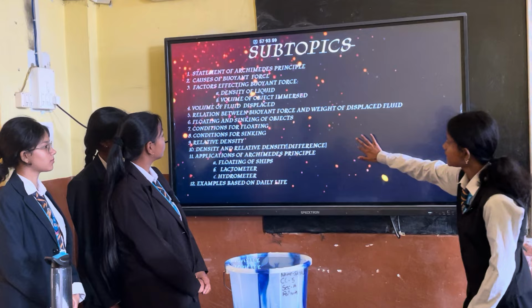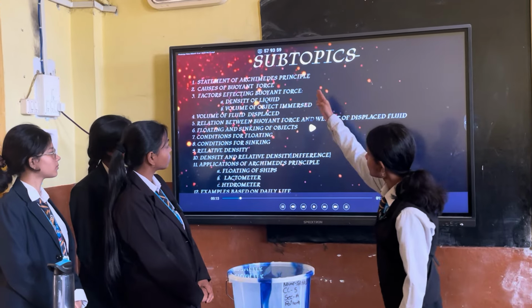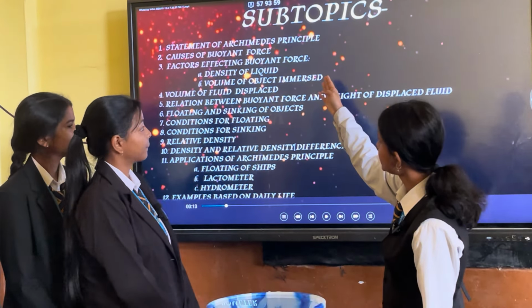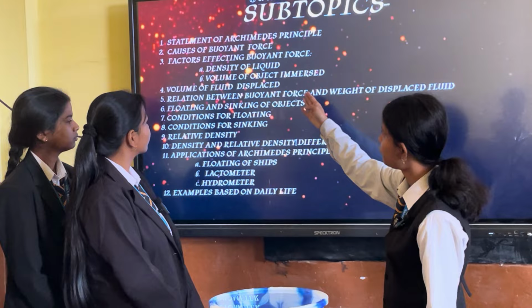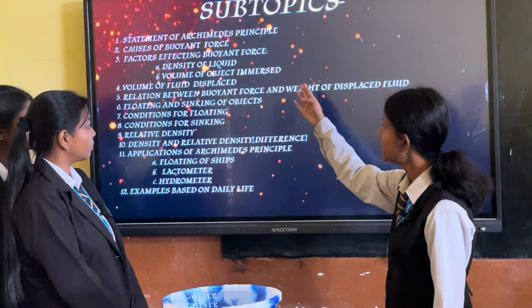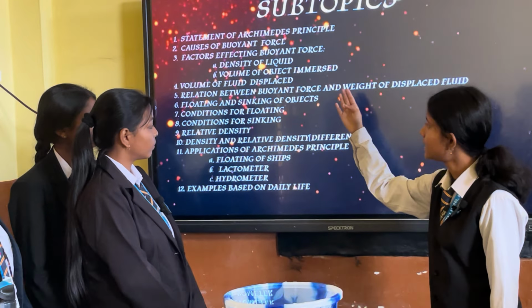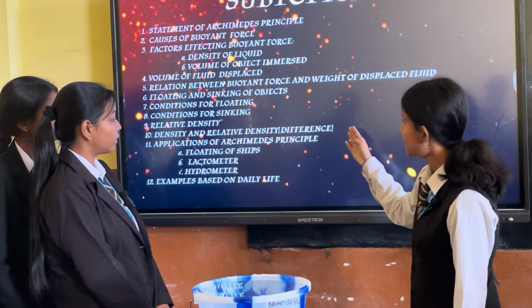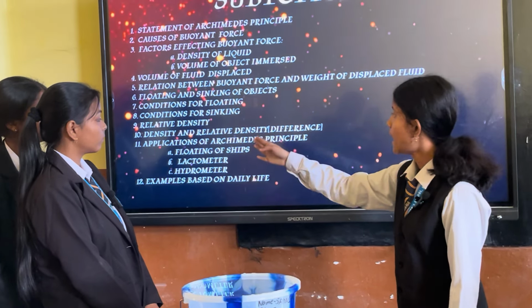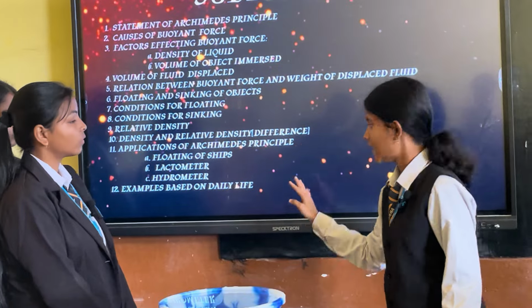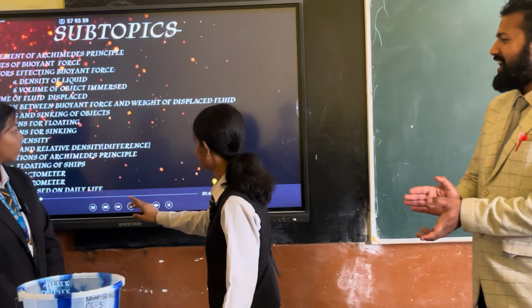These are the subtopics. Statement of Archimedes' principle, causes of buoyant force, factors affecting buoyant force, volume of fluid displaced, relation between buoyant force and weight of displaced fluid, floating and sinking objects, conditions for floating and sinking, relative density, density and relative density's difference, applications of Archimedes' principle, and lastly, examples based on daily life. Wow, very good. Detail.